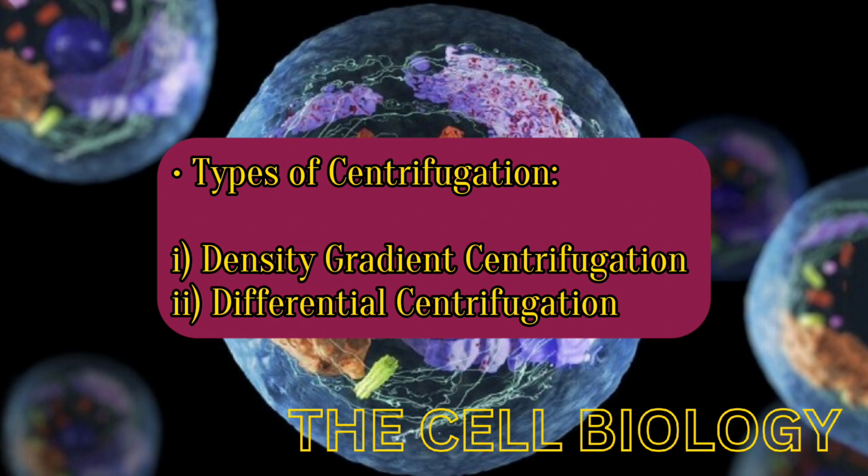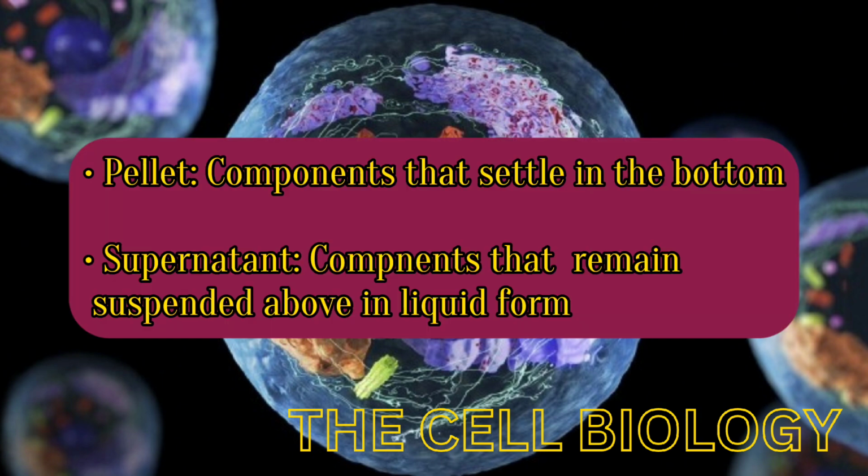In differential centrifugation, the size and shape of a particle determines how fast it settles. At each step, the content which settles at the bottom of the tube is called the pellet, and that which remains suspended above in the form of liquid is called the supernatant. After each speed, the supernatant can be thrown off and centrifuged again. A series of pellets containing cell organelles of smaller and smaller size can therefore be obtained.